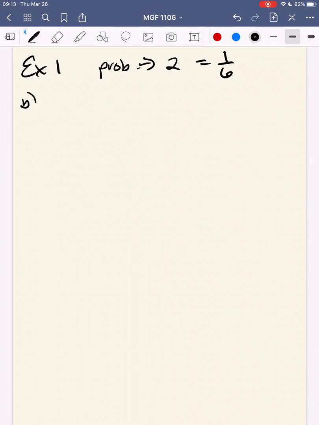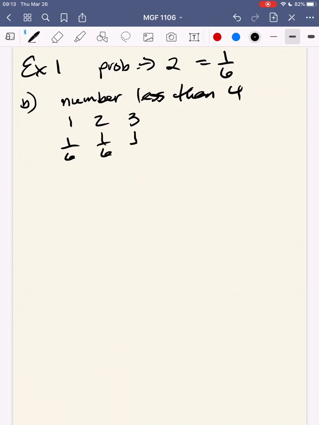If I look at part B, a number less than 4. Okay, so the numbers less than 4 are 1, 2, and 3. Each of those has a probability of 1/6. When I add those together, I get 3/6, which simplifies to 1/2. Okay. Part C, number greater than 7.